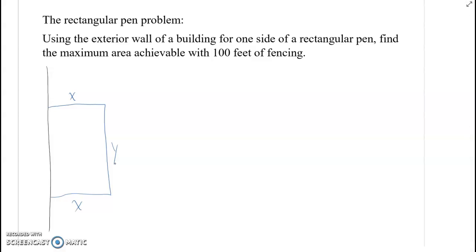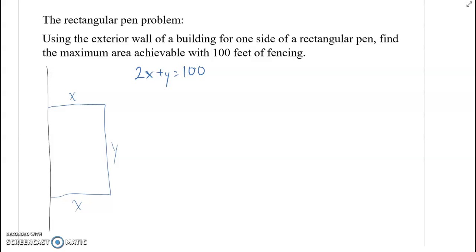So we've got a certain amount of fencing to deal with. So this is going to be our constraining equation, I guess we can call it, where 2x plus y represents how much fence we have to work with. And 2x plus y equals 100. That's how many feet of fence we have. So this is a relationship between x and y. If I pick an x value, then I know what the y value is, or vice versa.